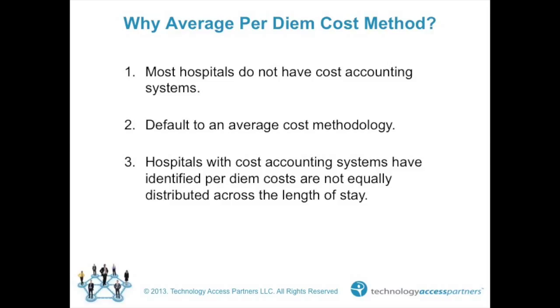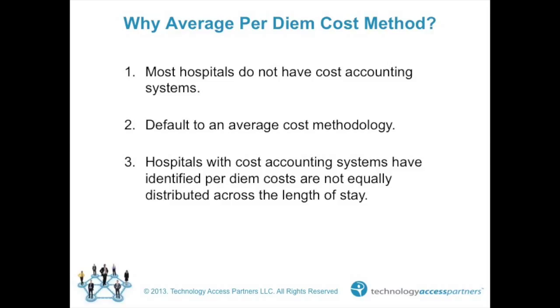So if the average per diem cost method isn't as accurate, why do companies and hospitals use it? Well, most hospitals don't have a cost accounting system. And without a cost accounting system, hospitals can't exactly determine what a particular patient with a particular procedure actually costs them. So they tend to default to an average cost methodology. But at the same time, hospitals that do have cost accounting systems can accurately identify their actual per diem cost. And it's not actually distributed evenly across that entire length of stay.